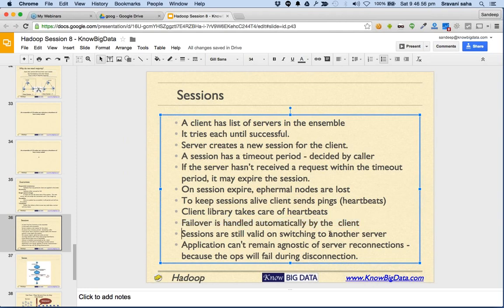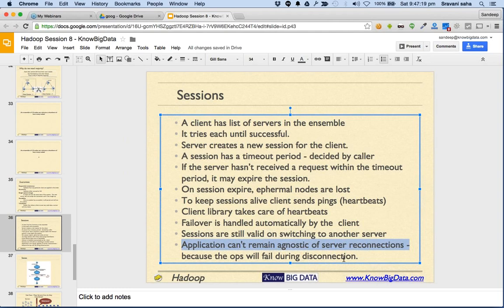Now sessions are valid on switching to another server. When you are switching to another server from one machine to another in an ensemble, the sessions will remain alive.